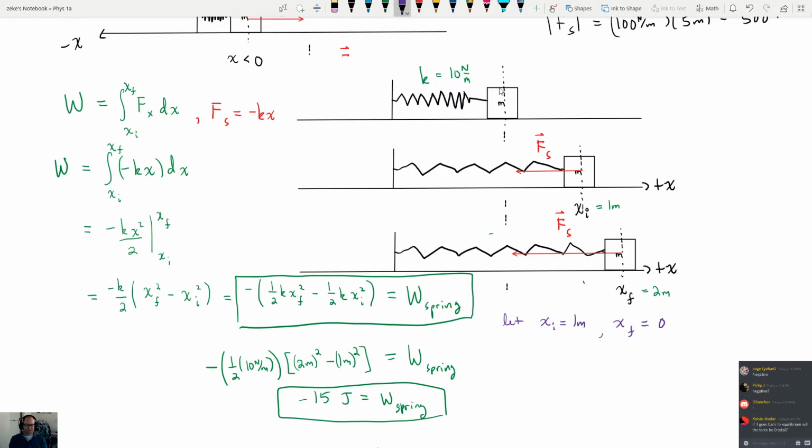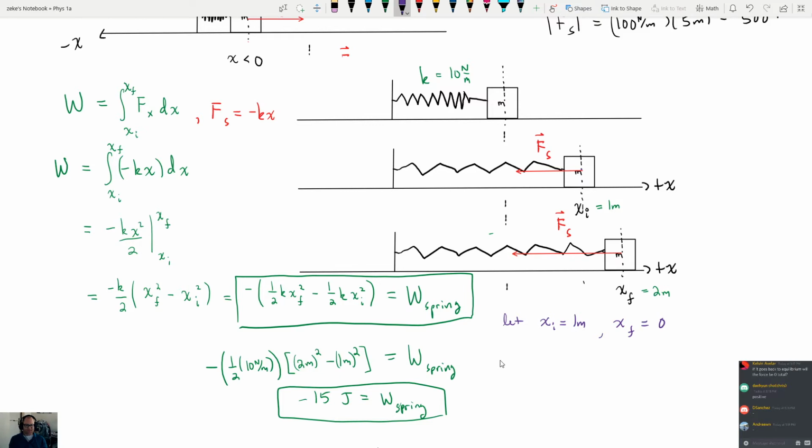I take a spring, it starts here, I stretch it out to this point, I let it go, the box slides back to the left and crosses through equilibrium at 0. You tell me, is the work done by the spring going to be positive, negative, or 0 if I do this? Positive? You sure? Let's see.